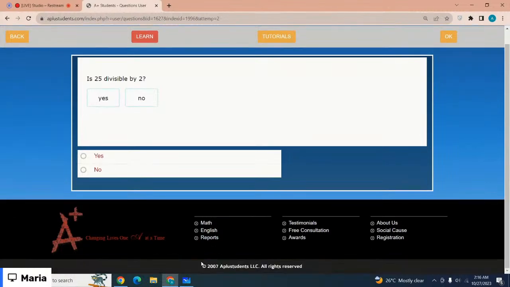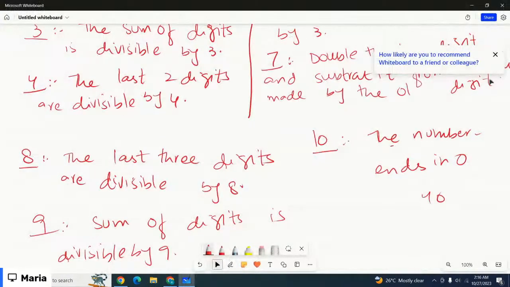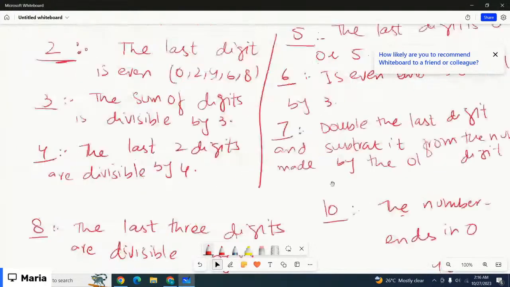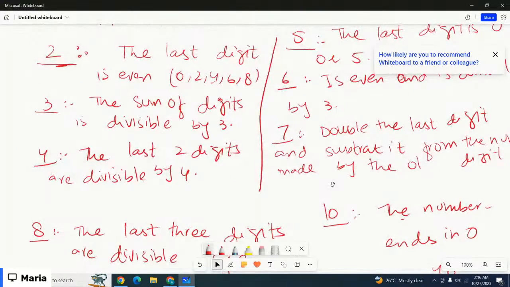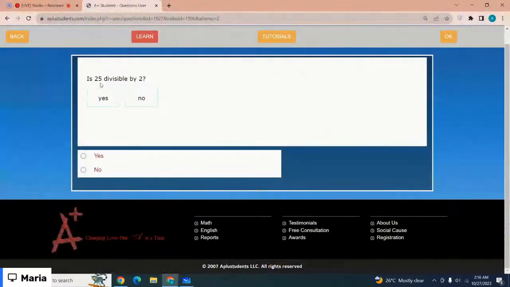So let's just see the divisibility rule for 2, right? The divisibility rule for 2 is the last digit is even. Even means either it is 0, 2, 4, 6, and 8. So here is the number 25. 5 is not even, right? That means the number is not divisible by 2. The correct option is no.